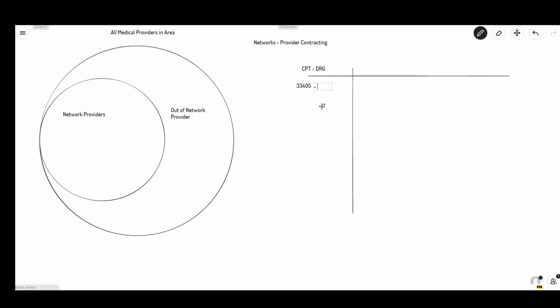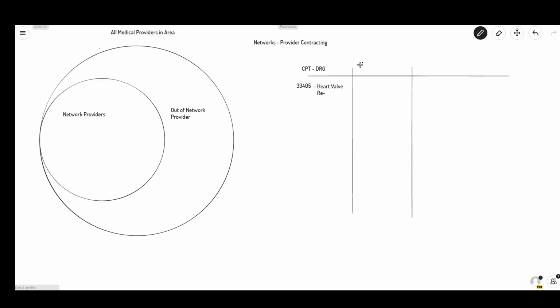And so 33405 is, I believe, a heart valve replacement, and that's not necessarily important, but I'm using this for illustration in this example so that we can show you how they work. If I'm incorrect, forgive me, but we're going to pretend that this is a heart surgery of some kind, and I would think that that's probably what this is.